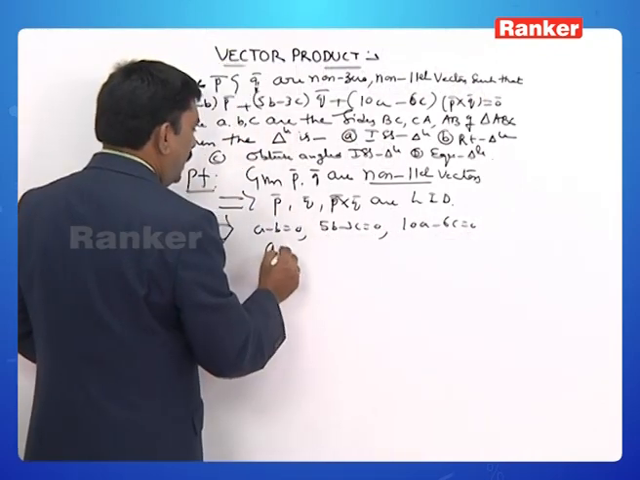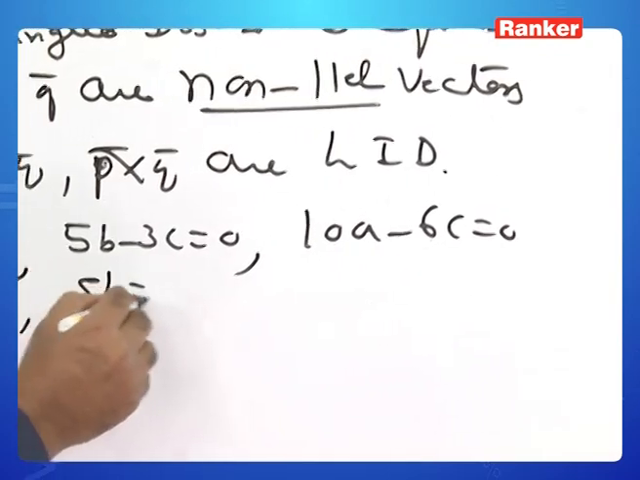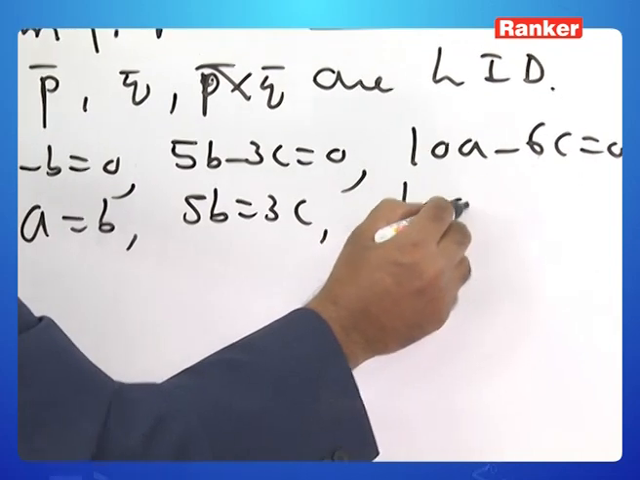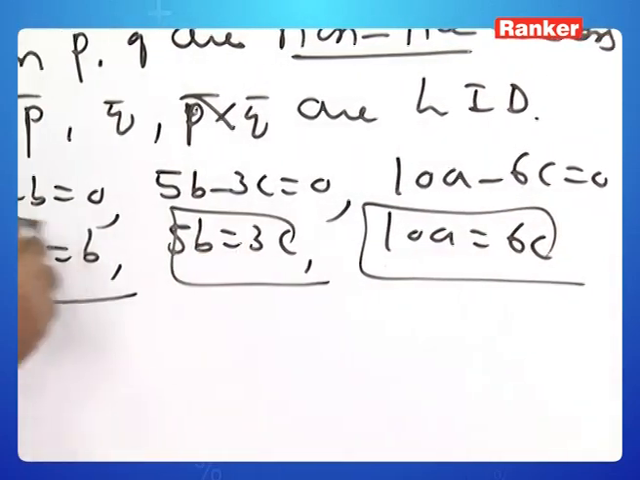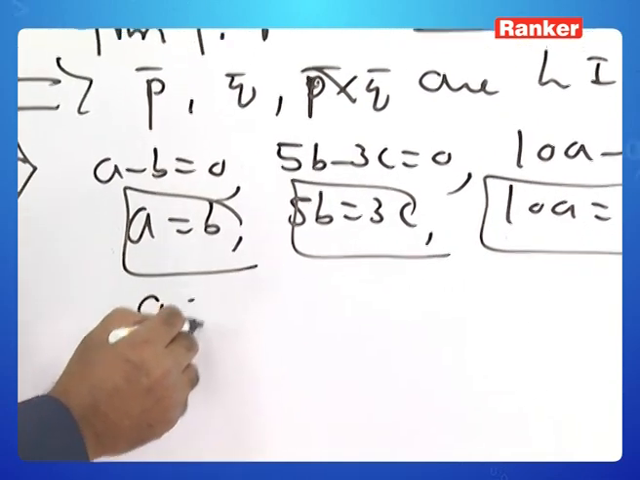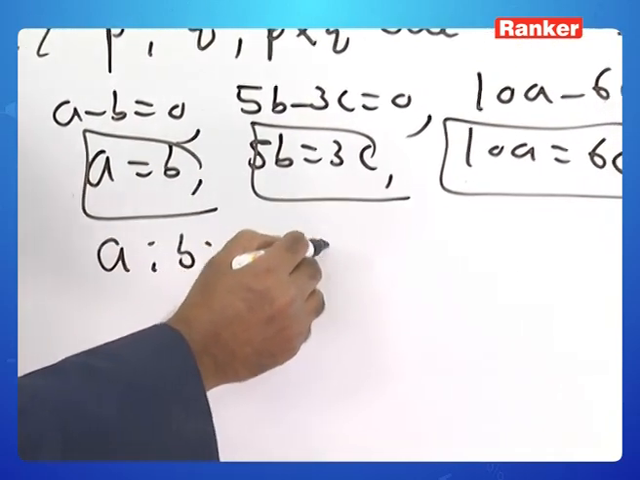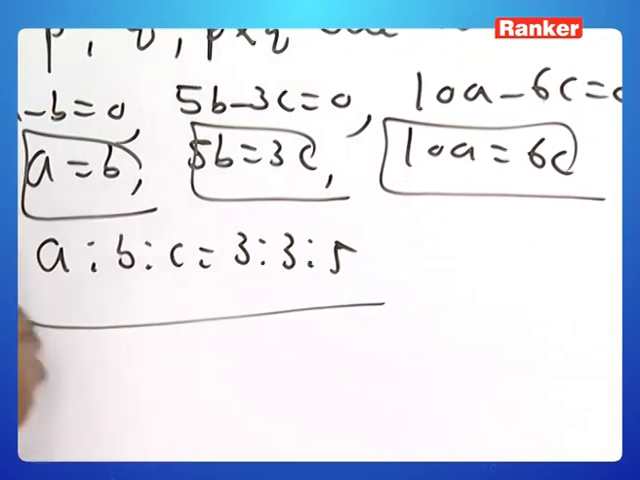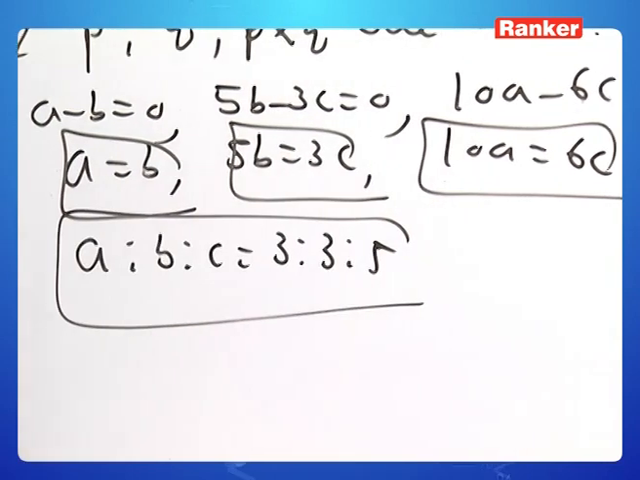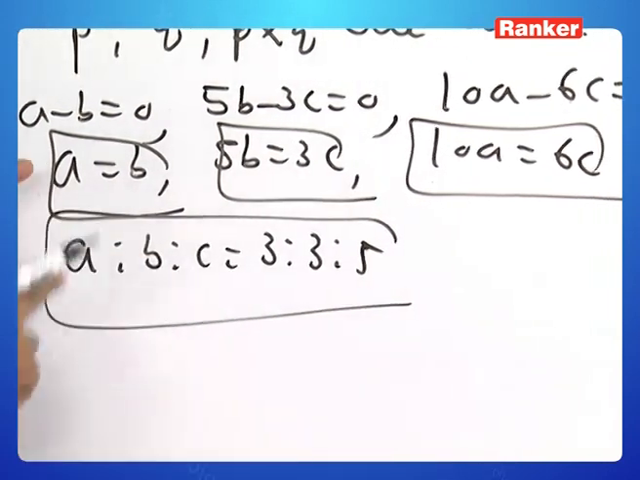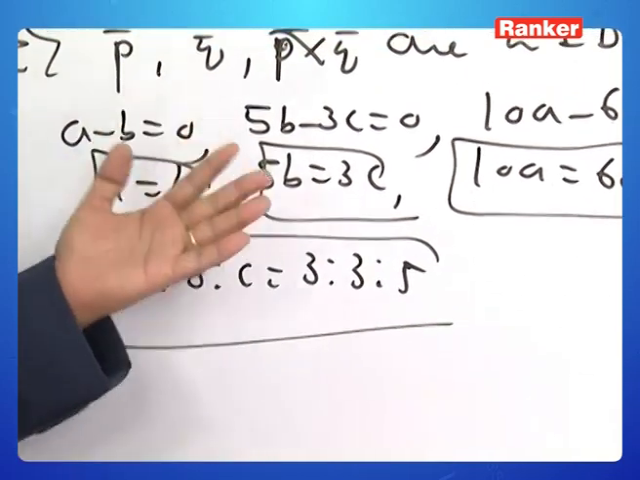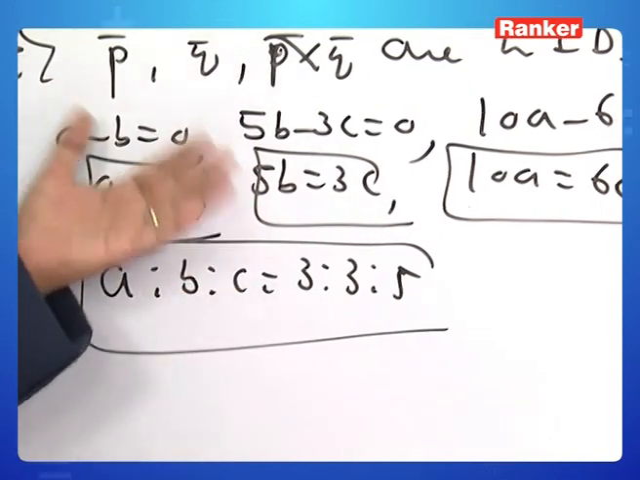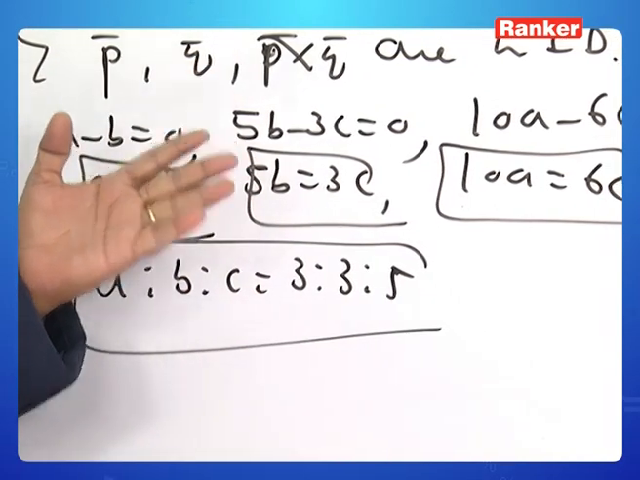So therefore, a is equal to b, 5b is equal to 3c, and 10a is equal to 6c. Now, if you solve these two, you get a : b : c is equal to 3 : 3 : 5. You solve these two, certainly you are going to get it. So you can very well observe a is equal to b. a is equal to b means the lengths of the two sides are equal. It is quite obvious it must be an isosceles triangle.